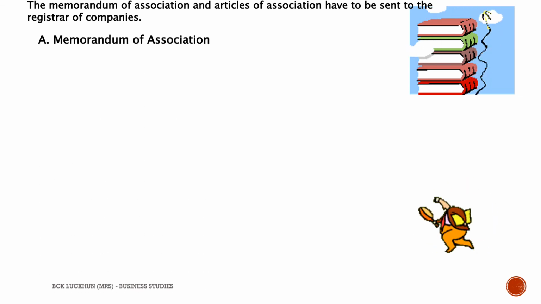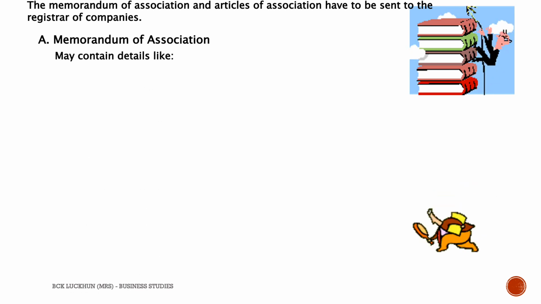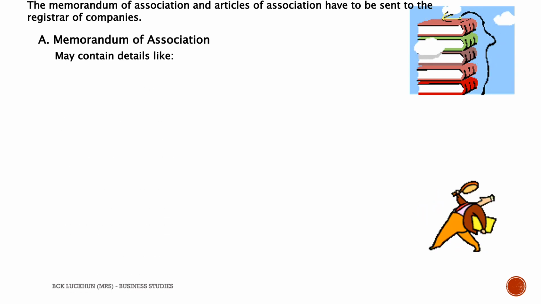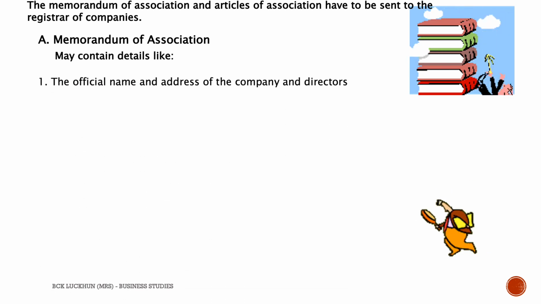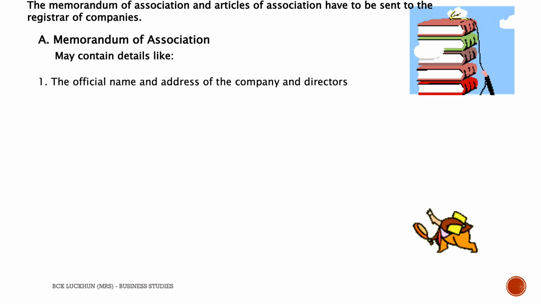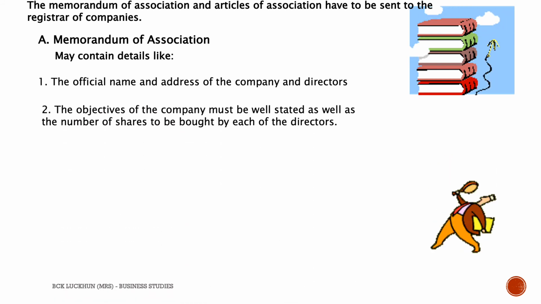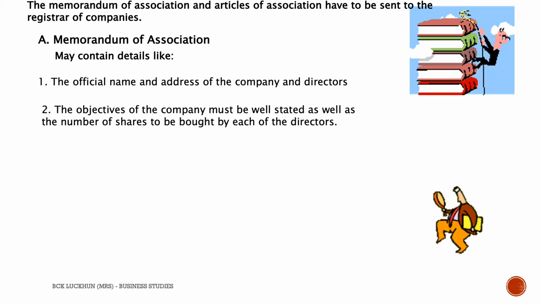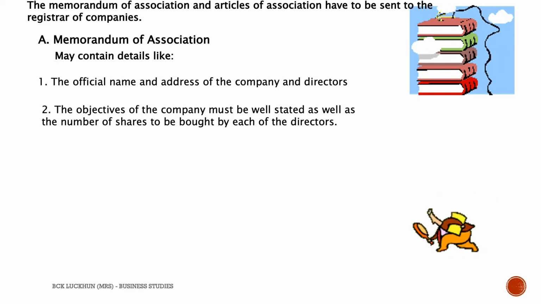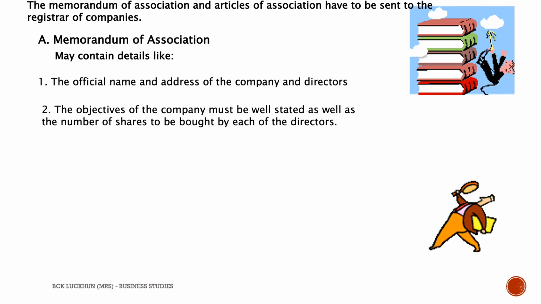So, what is a Memorandum of Association? The Memorandum of Association will contain details like the official name and address of the company and directors. The objectives of the company must be well stated, as well as the number of shares to be bought by each of the directors.